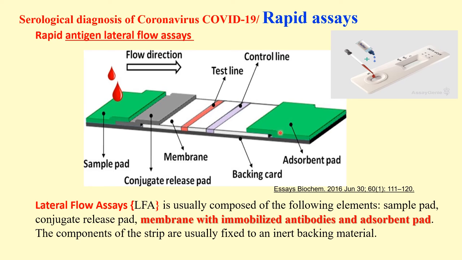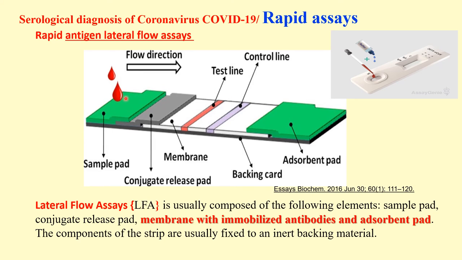So what will happen, as I mentioned previously, we add the blood sample in this opening or hole, like what you see here. Then we add a buffer. Then the blood or the sample, which could be serum or plasma as well, will migrate or flow in this direction. Once it flows in this direction, it will go into this membrane. And as I mentioned, it contains the test line and the control line.